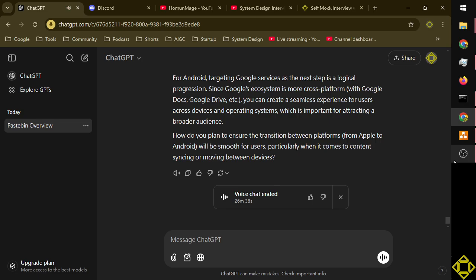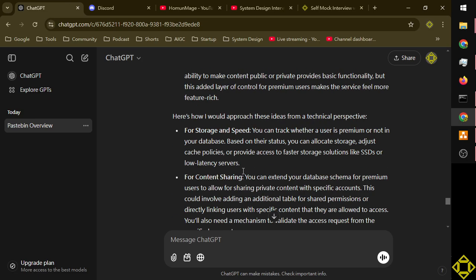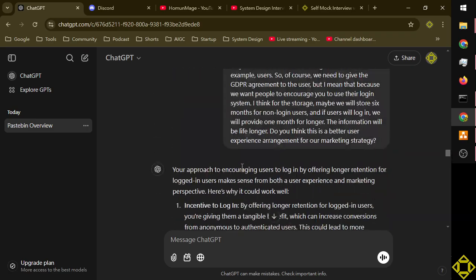Okay, I think that is mostly done. So we will quickly examine our process.